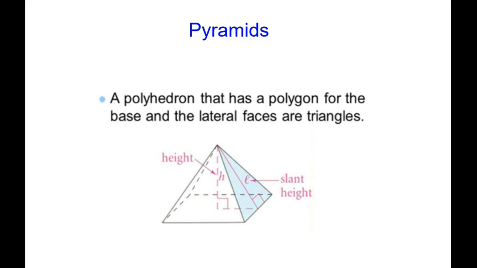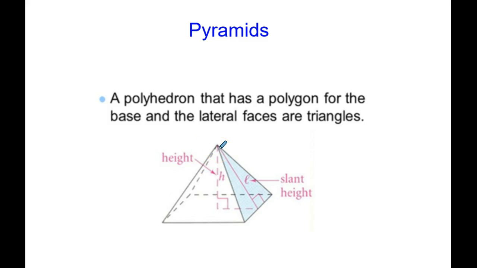Now we're going to discuss pyramids. A pyramid, the basic definition, is a polyhedron that has a polygon for a base, and the lateral faces are triangles. In this case, the base appears to be a square. It could be a triangle or some other polygon. And then the faces all have to be triangles, which you can see, and they meet at a point, a vertex.